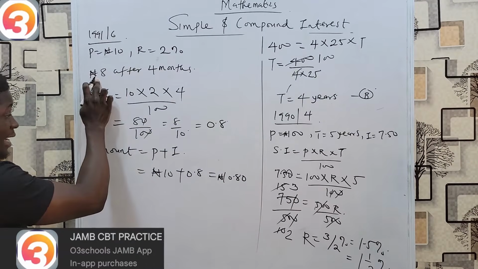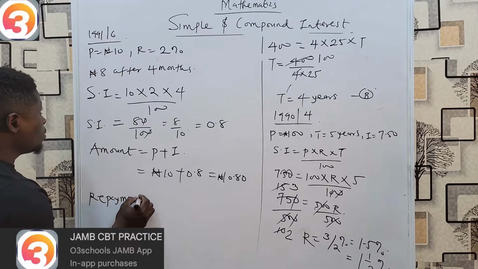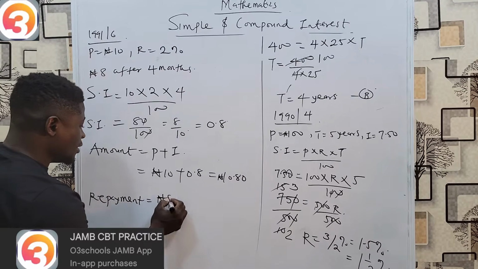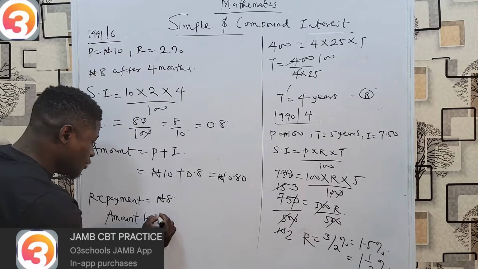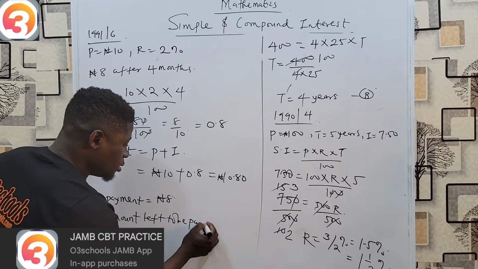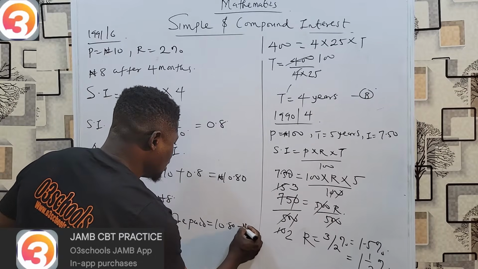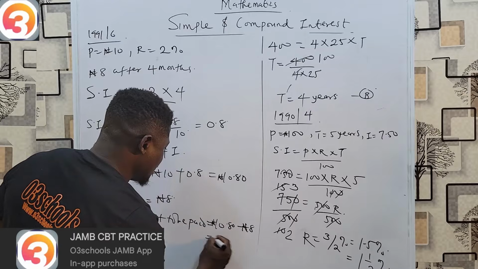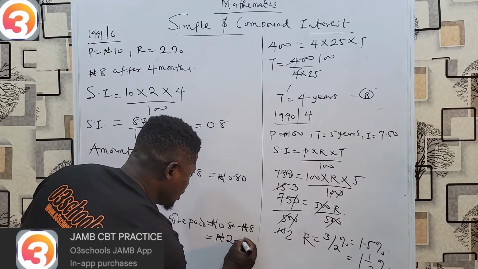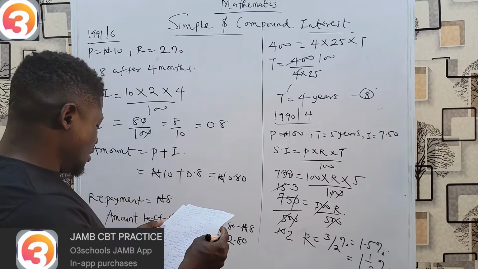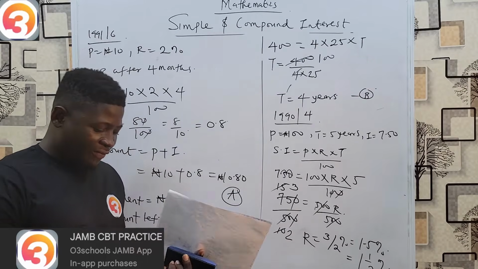Now he repaid 8 naira, right? So repayment is 8 naira. Amount left to be paid will now be equal to this amount, 10.80 minus 8 naira. It's in naira. If you do that subtraction, press your calculator, you're going to have your answer, 2 naira 80 kobo. And that is very simple. Option A. You get your answer very clean.